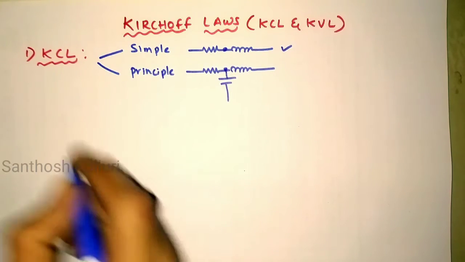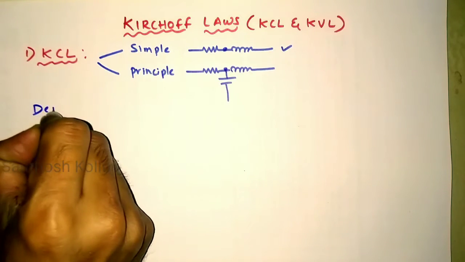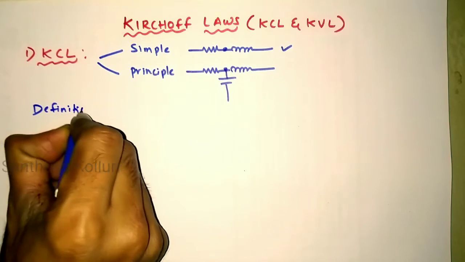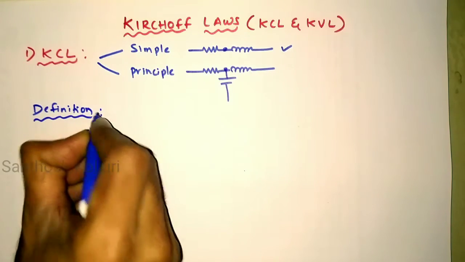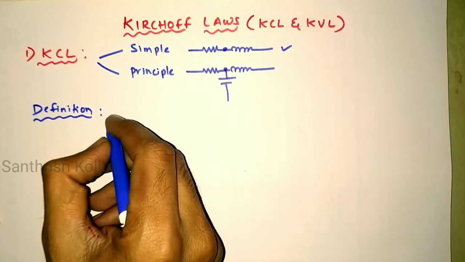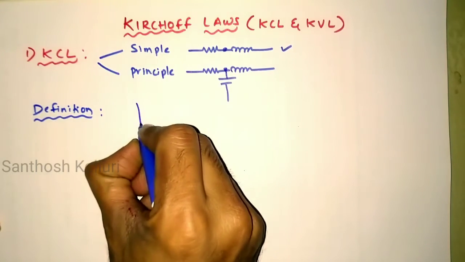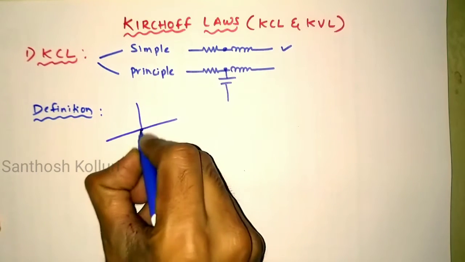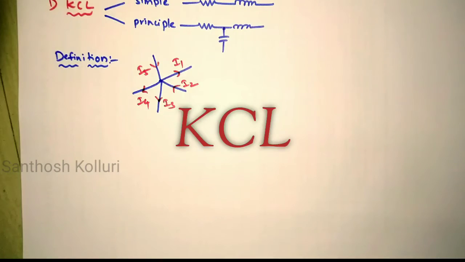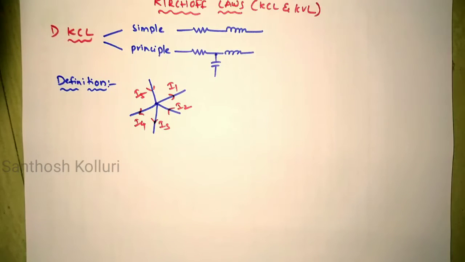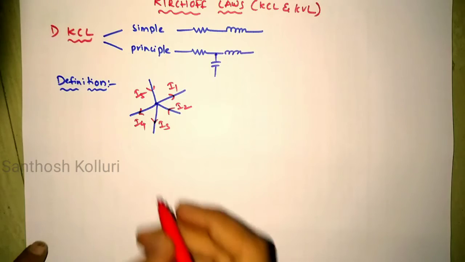So the definition of KCL: the algebraic sum of all the currents at a particular node is 0. This is called Kirchhoff current law. I am taking a node like this. The definition of KCL can be stated as: the algebraic sum of all the currents at a particular node is equal to 0.